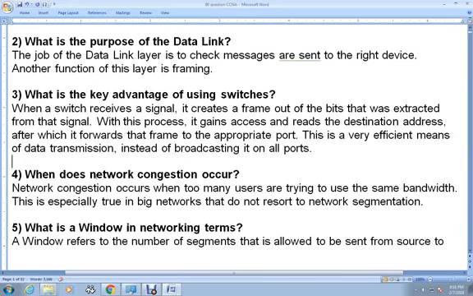So guys, next question: when does network congestion occur? When it occurs, what actually it is and how it happens. Network congestion occurs when too many users are trying to use the same bandwidth. For example, you have 2 Mbps and all the users are accessing that 2 Mbps bandwidth at the same time, there's a possibility of network congestion.